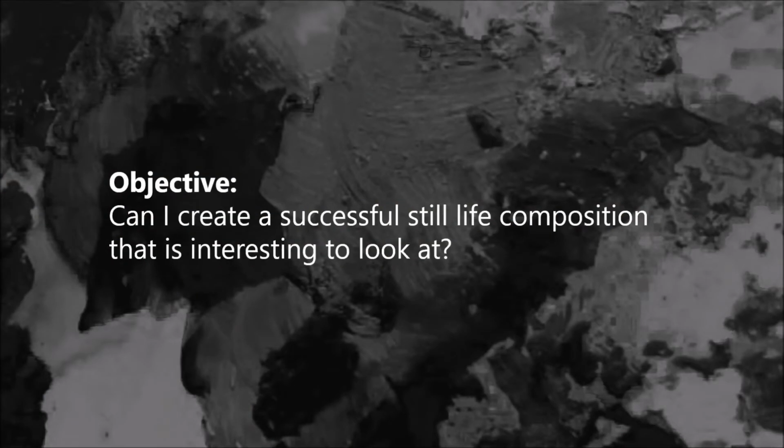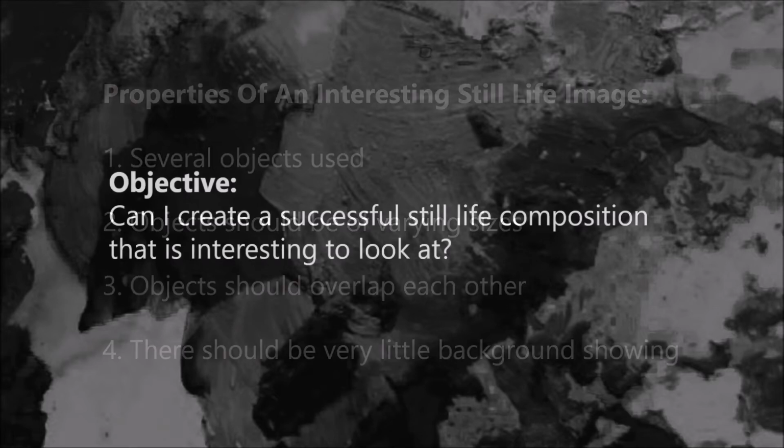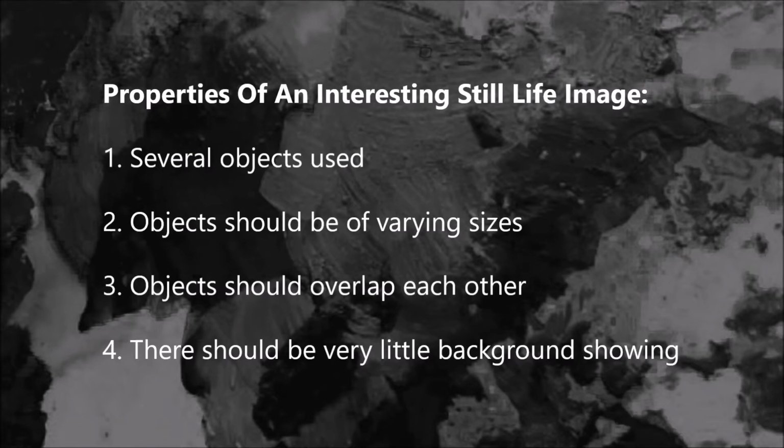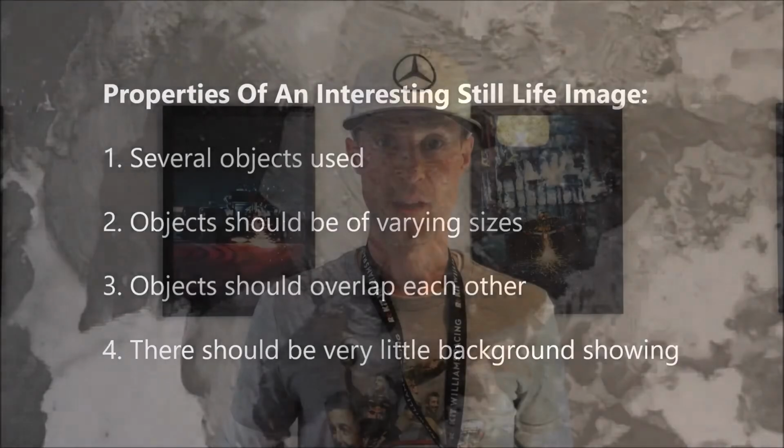Can I create a successful still life composition that is interesting to look at? To do this, the properties of an interesting image are to have several objects used. Objects should be of varying sizes and they should overlap each other. There should also be very little background showing around the top or side edges. Okay, that's the key criteria. I've got my objects. Let's get started.